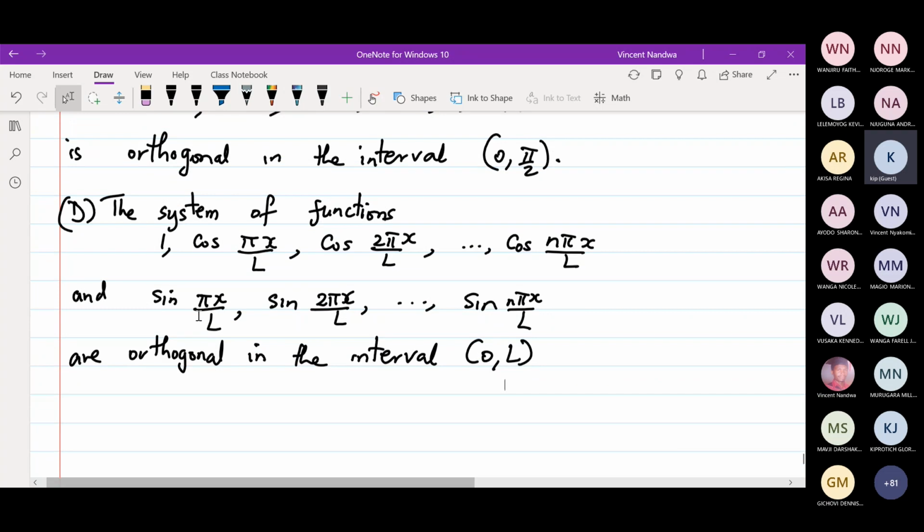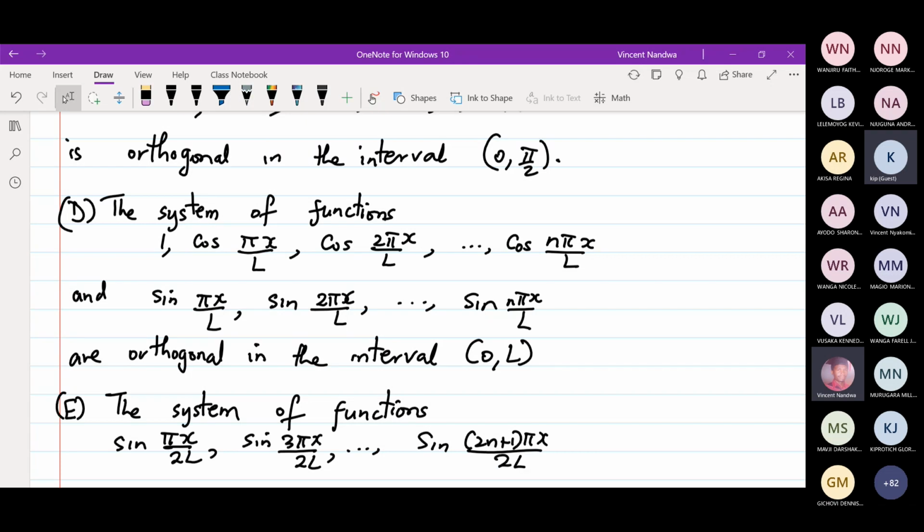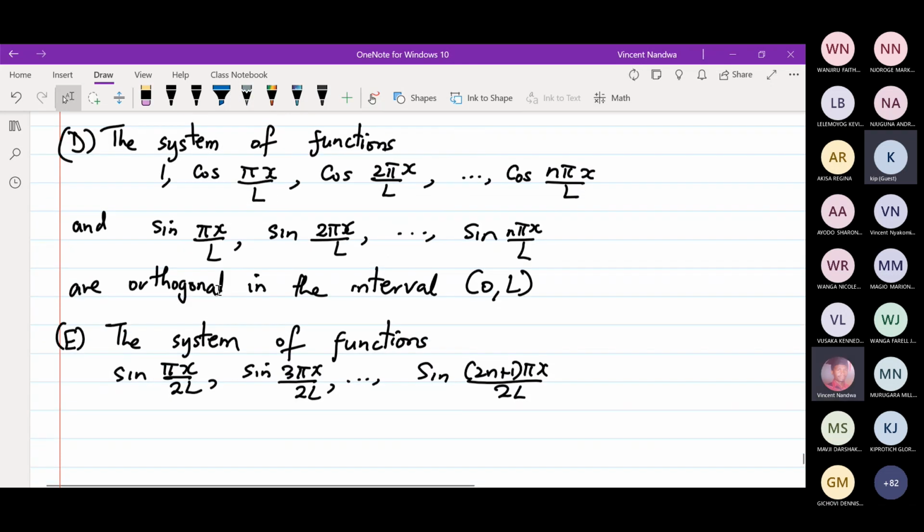Similarly, the system of functions sine pi x over 2L, sine of 3 pi x over 2L, up to sine of (2n plus 1) pi x over 2L is orthogonal in the interval 0 to L.